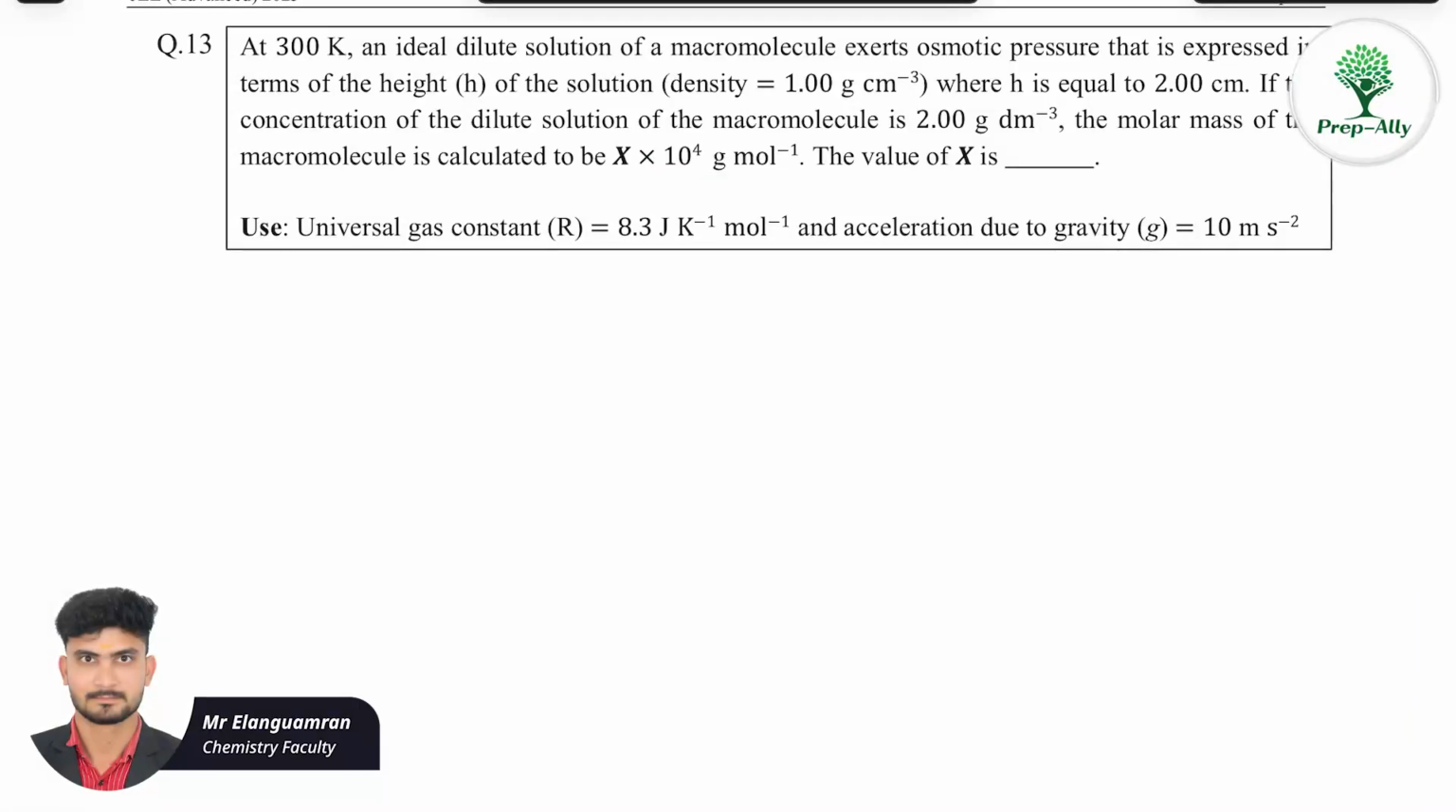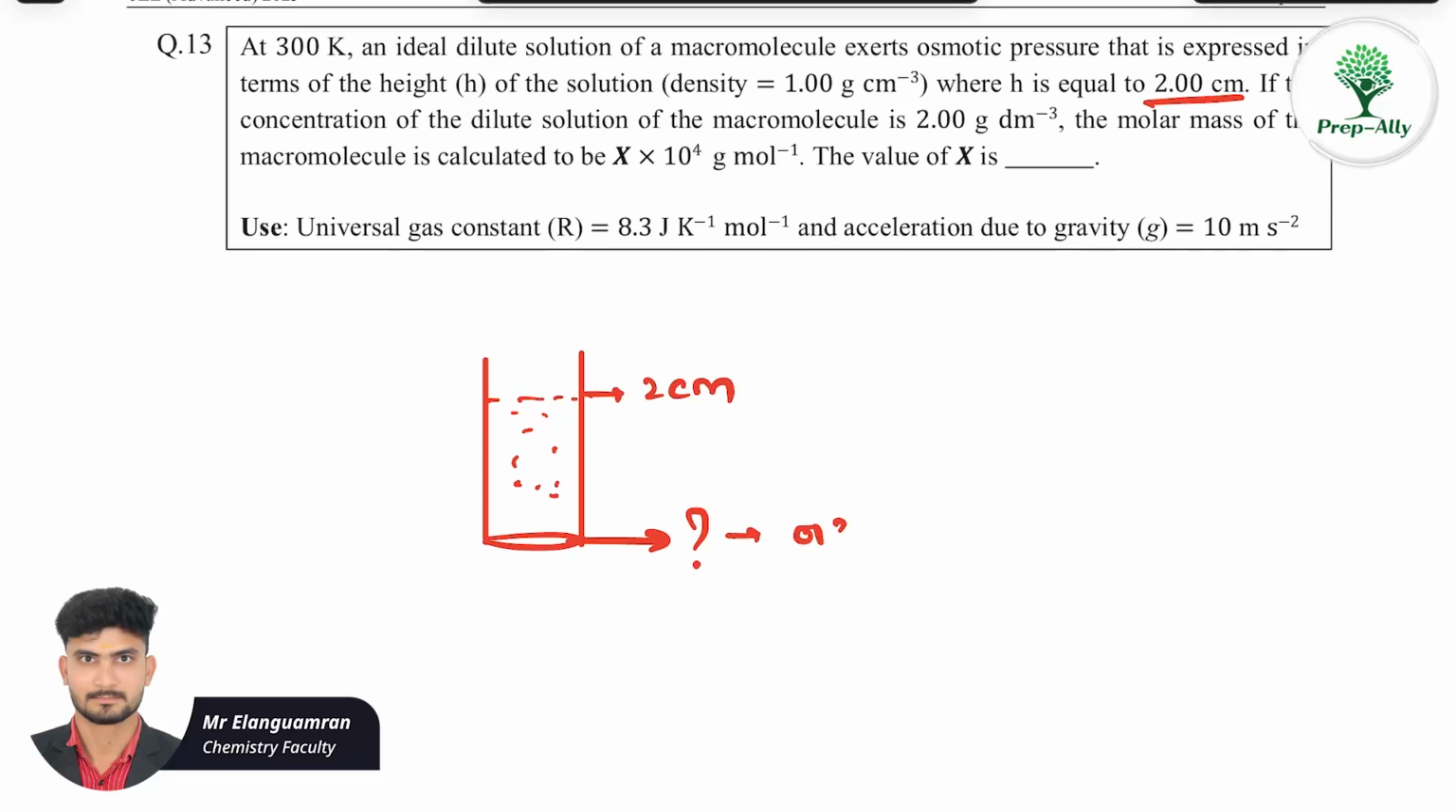At 300 Kelvin, an ideal dilute solution of a macromolecule exerts an osmotic pressure that is expressed in terms of height. So how do I imagine this? Let's say I have a solution in this bottle. This solution's height is going to be 2 centimeter. So how much force it is exerting on this surface is going to give you the osmotic pressure of that liquid.